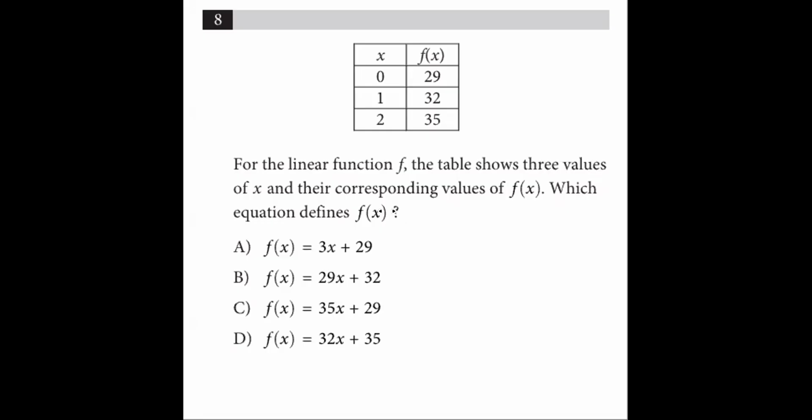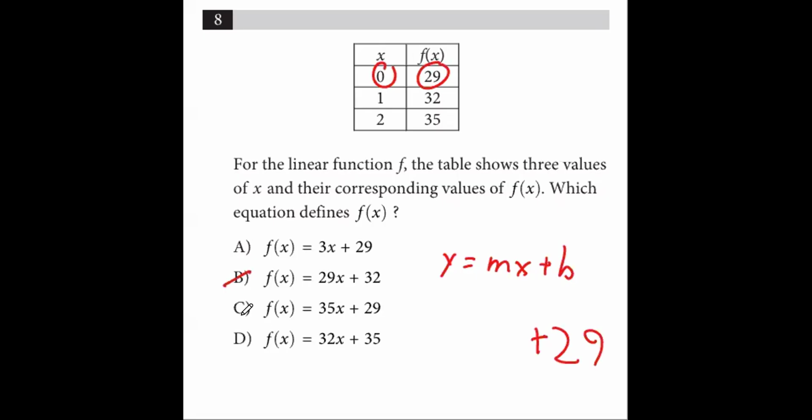Okay, so question 8. For a linear function f, the table shows 3 values of x and the corresponding values of f of x. Which equation defines f of x? We have 3 values, so we know that for a function, we have y equals mx plus b, where m is the slope and b is the intercept. So the intercept is when x is equal to 0. So when x is equal to 0, we have b of 29, so we have y equals mx plus 29.